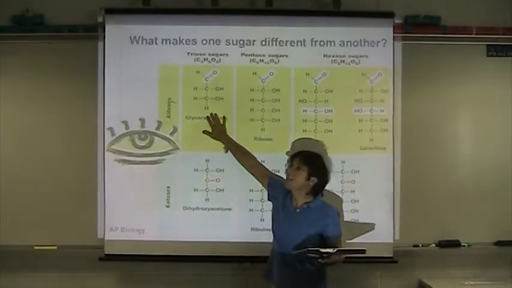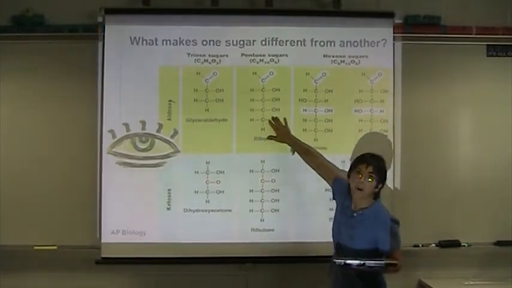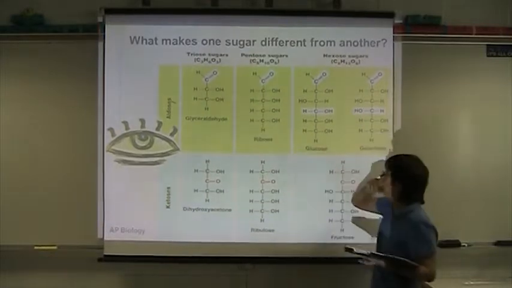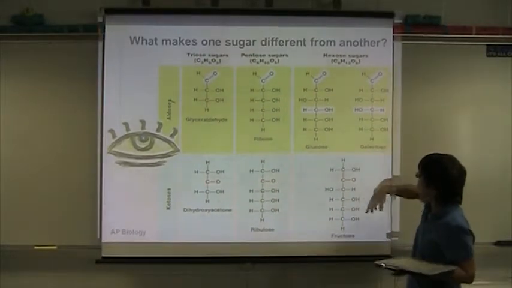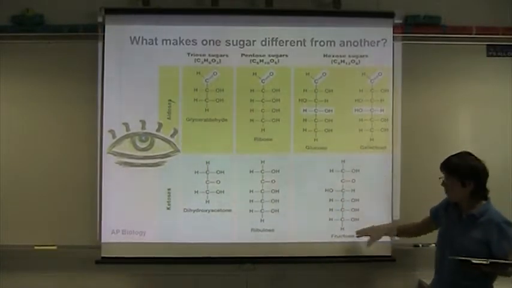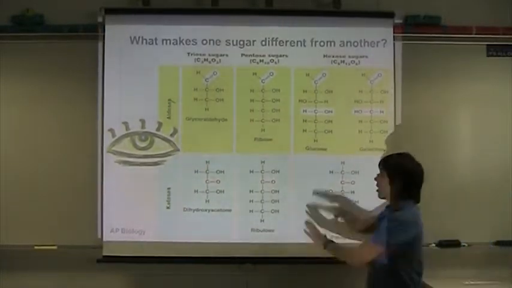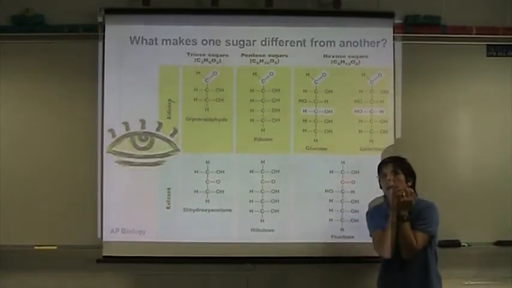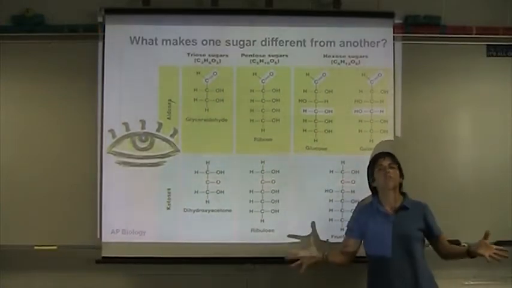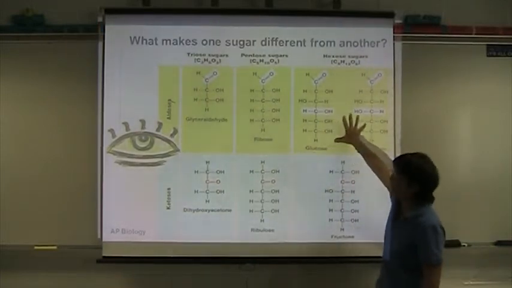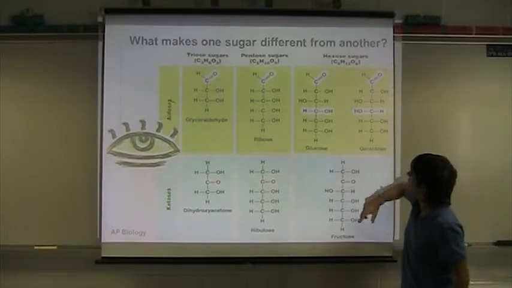Some can have 3 carbons, 5 carbons, and you know this one, ribose, in your nucleic acids, or 6 carbons, like glucose, galactose, or fructose. You will not need to memorize this, but you need to be able to look at them and understand them. It will make your life so much easier. Please believe me. So, let's look at the 6 carbon molecules here.